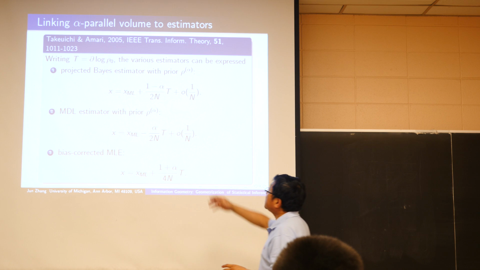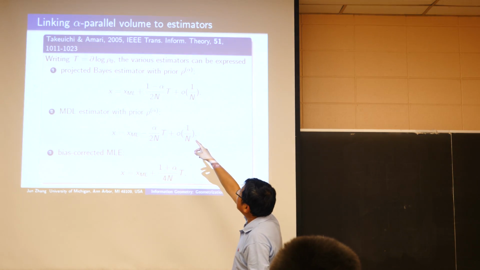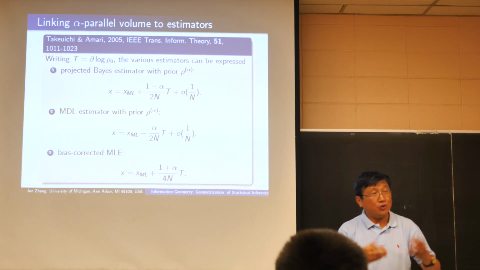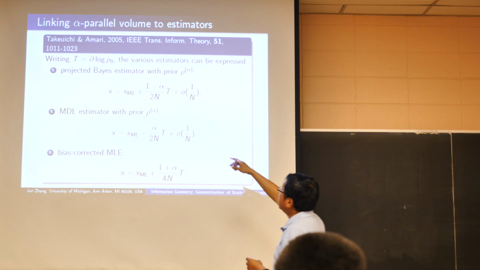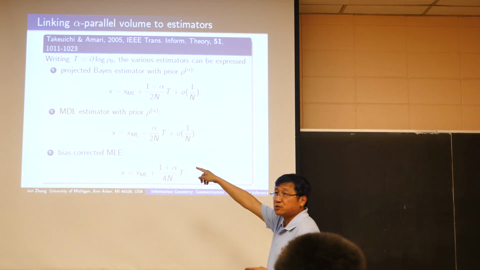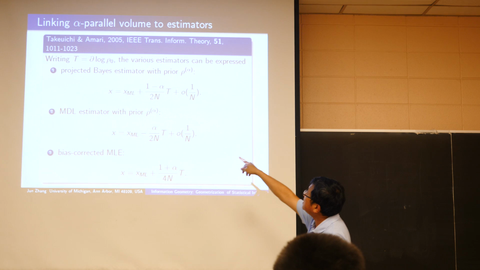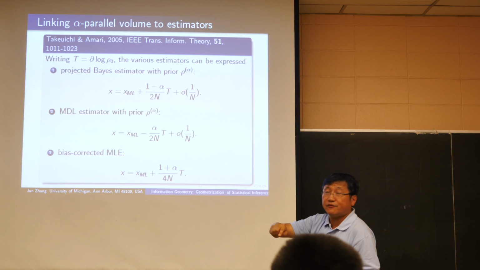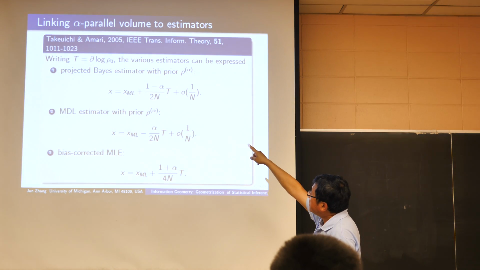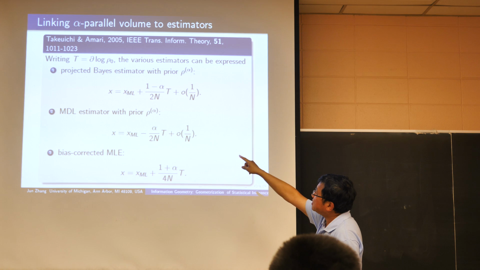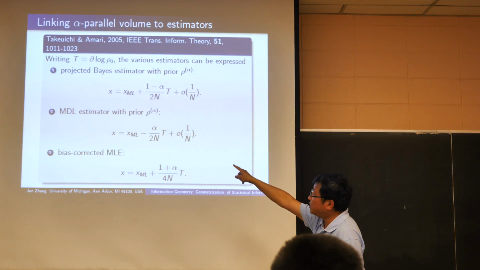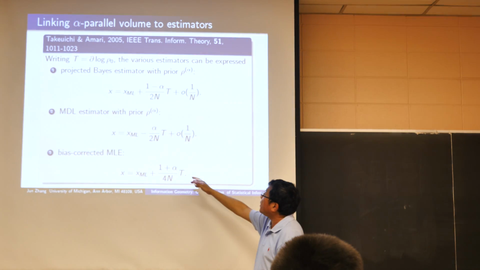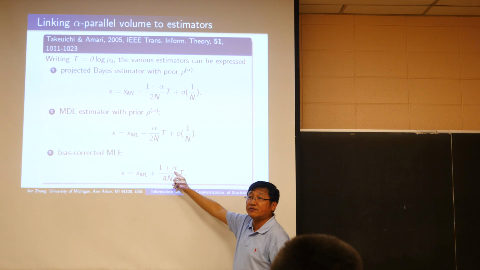After he has done so, he's able to show that the following various statistical estimators, which are commonly used by statisticians, are related to each other. So ML is the maximum likelihood estimator, and then T is the partial derivative of the log of the Riemannian volume form with respect to the parameter. And the three classes of the projected Bayes, the minimum description length (MDL) estimator and the bias corrected MLE are all related to each other by this unifying formula, except for different alpha values.